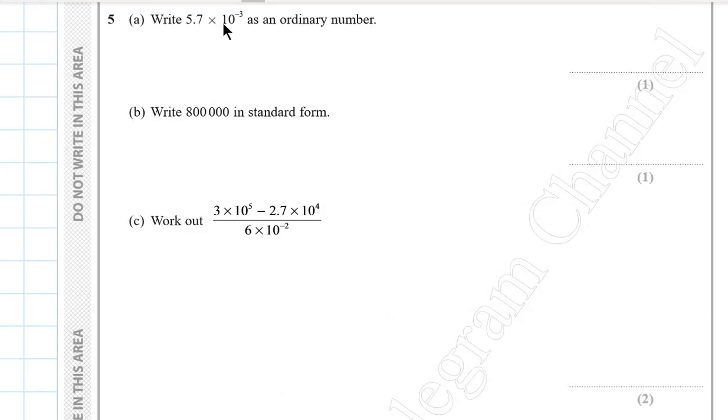5a, write 5.7 times 10 to the power of negative 3 as an ordinary number. It's very easy. We will move the decimal point to the left 3 places. So we will get 0.0057. Okay. B, write 800,000 in standard form. Very easy also. We can write just 8 times 10 to the power of 5. We have 5 zeros here.